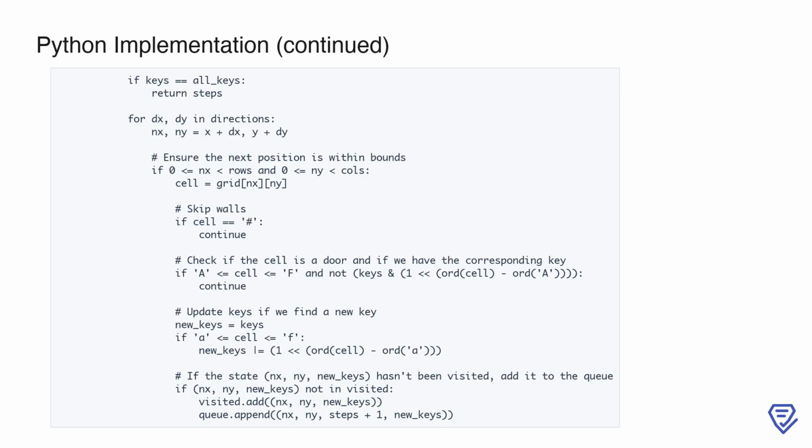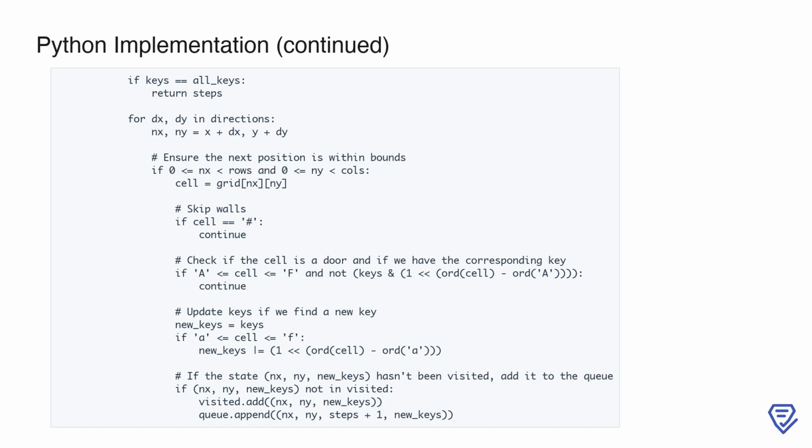If the new cell is a wall, denoted by hashtag, we skip it. If the cell is a door, represented by uppercase letters A to F, we check whether we possess the corresponding key. If we don't, we skip this cell as well. If the cell contains a new key, identified by lowercase letters, we update the key's bitmask to reflect that we've collected this key using a bitwise OR operation.